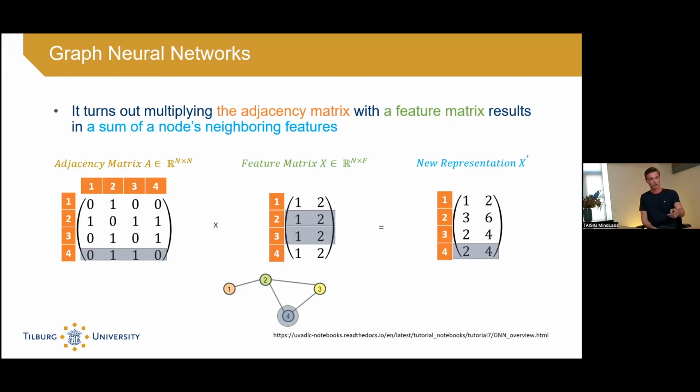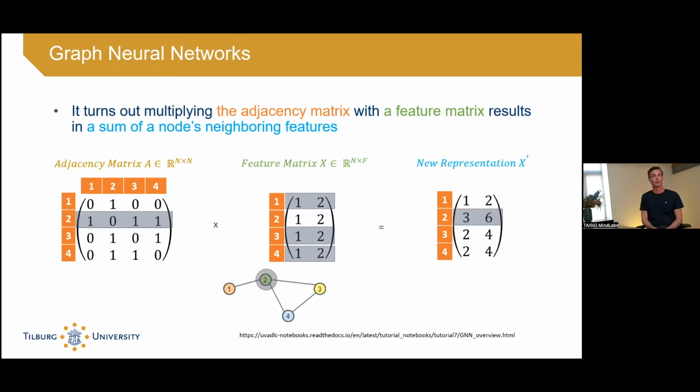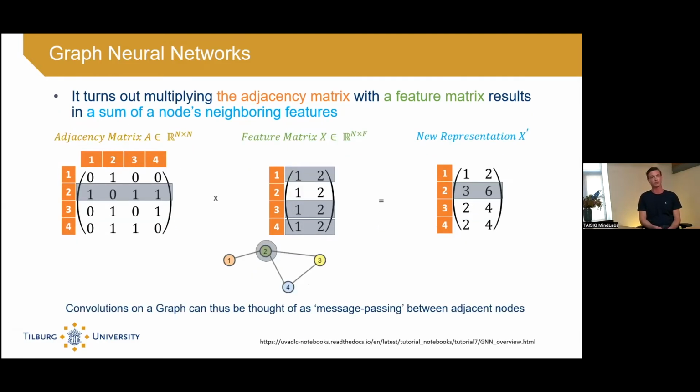Well, I'll first explain how this works. I've highlighted node 4, and it is connected with node 2 and 3. They have these features 1, 1, 2, 2, and these get summed together. So the new representation of this node will be 1 plus 1 is 2, and 2 plus 2 is 4. And again, if you do this for node 2 in the graph, there are a bit more connections. There's a connection with all other nodes in the graph. Now it will sum together to 3 and 6. Thus, a convolution on the graph can be thought of as a sort of message passing. You give each other information about yourself, and then you can learn from that.